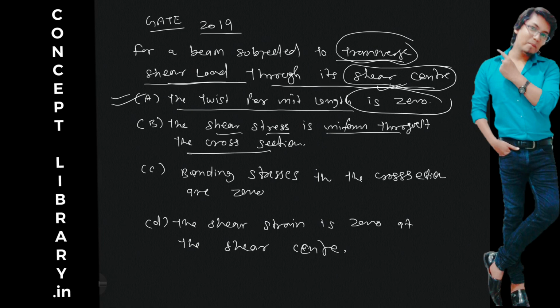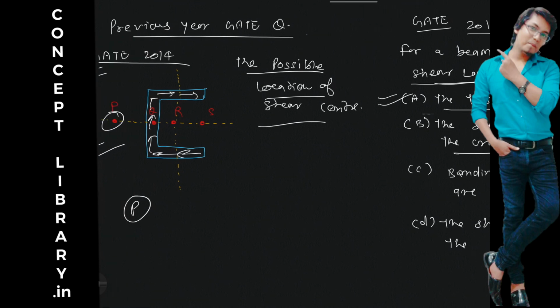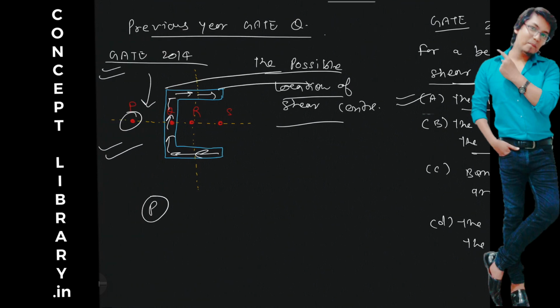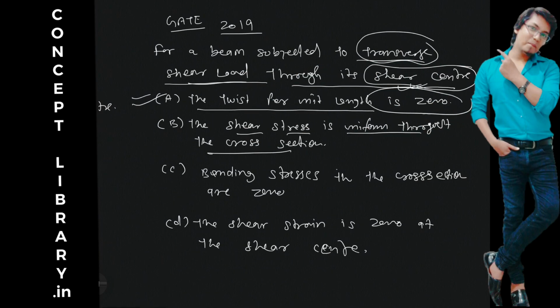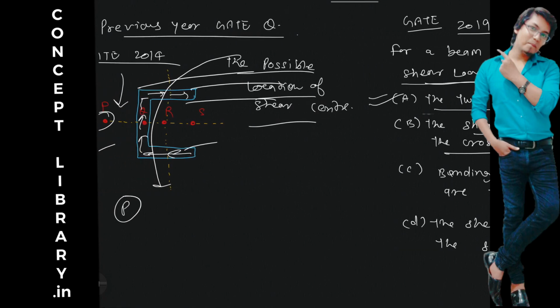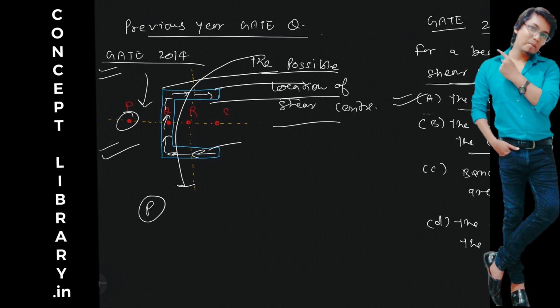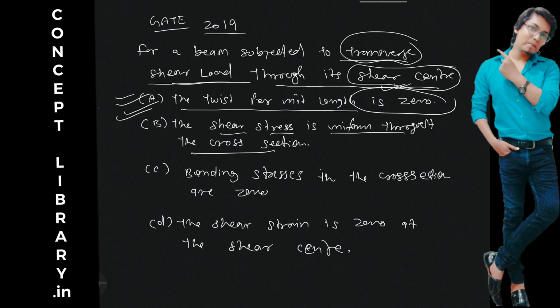Why is option C wrong? Bending stresses are 0. No, bending stresses are not 0, because if you apply the load here, then the entire beam will bend like this. Bending stress will be produced. Option D, the shear strain is 0. No, shear strain will not be 0, because strain is about deformation. Even bending can produce shear strain. So this is how we are clear. Option A is correct, only twist is 0. And this is a case of pure bending. Whenever you apply load on the shear center, it will go for pure bending.